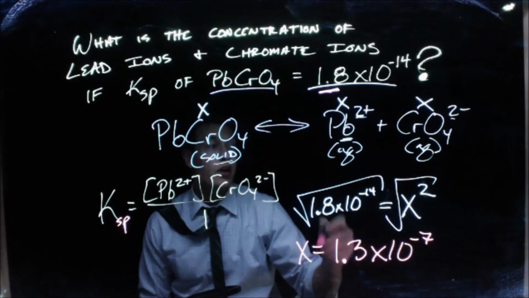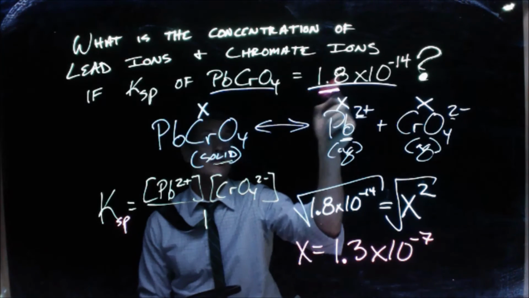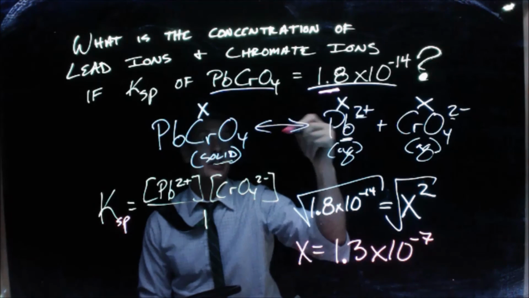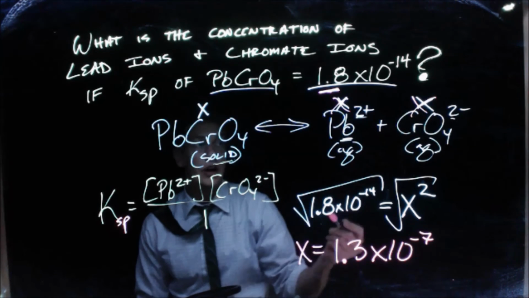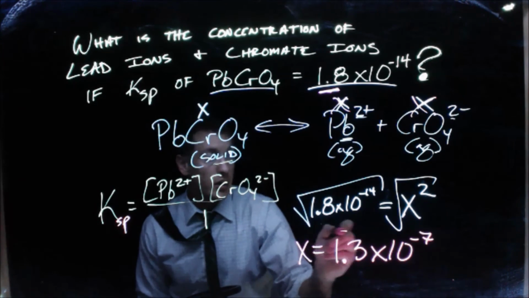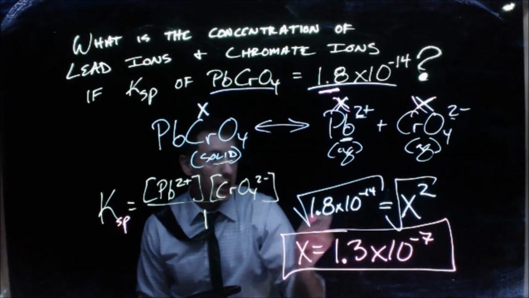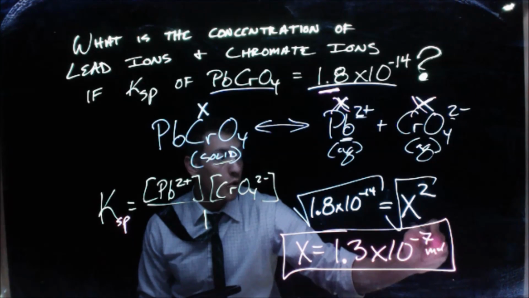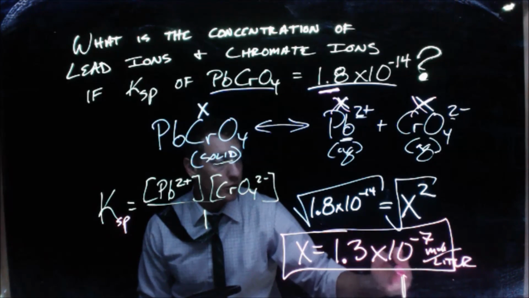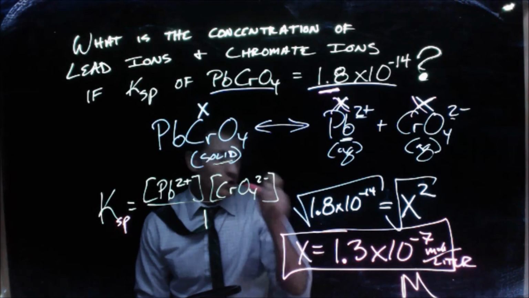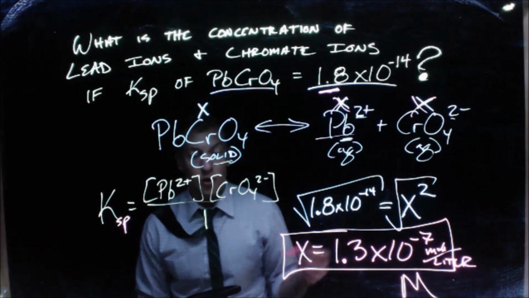And that's actually going to be our answer, because X is actually equal to our answer. So that would be the concentration, in moles per liter, or you could say molar, of lead ions and chromate ions.